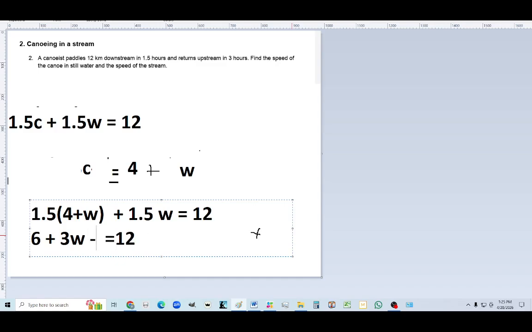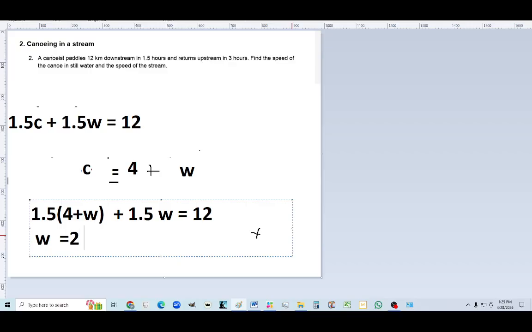I got to get rid of that 6. I'm going to subtract 6 on both sides. And I get 3W is equal to 6. A little bit easier now. I'm going to divide by 3 on both sides to get rid of the 3. It's going to disappear on the left side. And I get the wind speed is equal to 2.